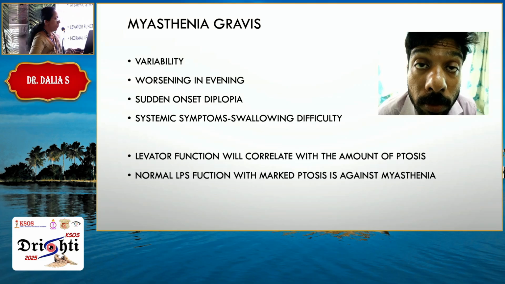In patients who complain of variability in the ptosis, especially if it is worsening in the evening, with a history of sudden onset diplopia and systemic symptoms like swallowing difficulty with solids, these are all red flag signs where you will have to consider myasthenia in your diagnosis. In myasthenia, the levator function will always correlate with the amount of ptosis. A normal levator function with marked ptosis is always against myasthenia.